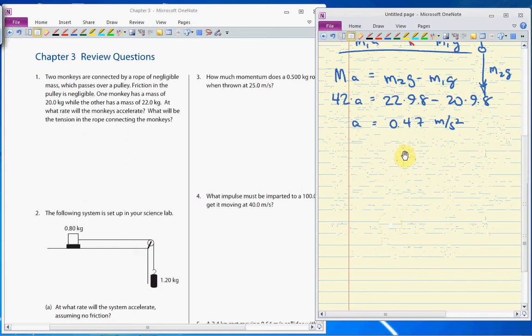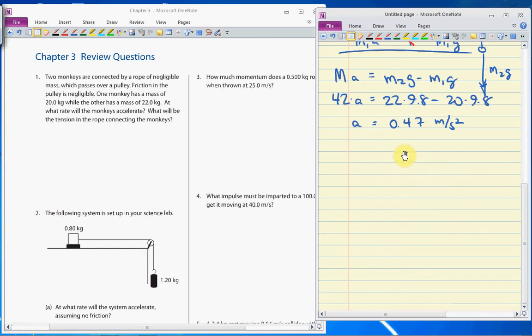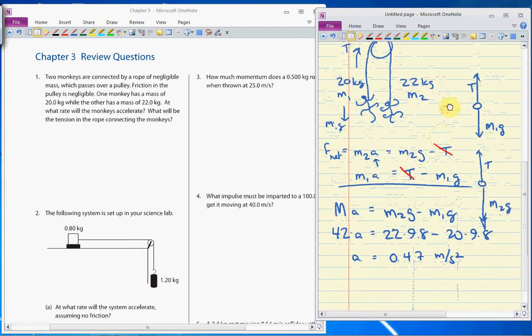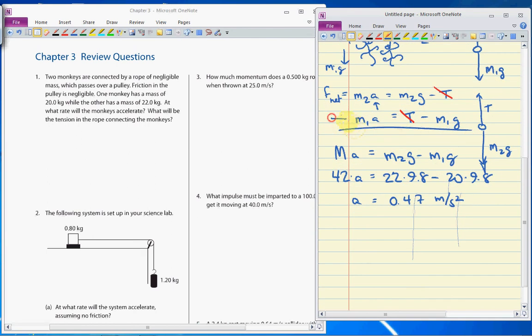For the second part of the question, it asks about the tension. We return to our equation up here. Oh, sorry. We turn to this equation right here to solve for tension, rewriting it in terms of T. Tension is equal to M1A plus M1G. You could use either formula, but this one I just chose because I can make tension positive without having to move it to the other side.